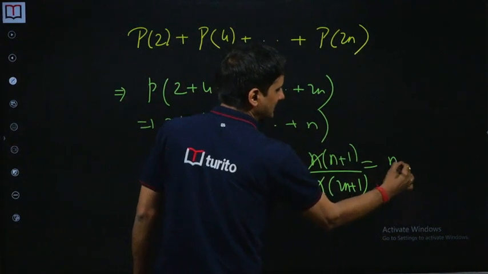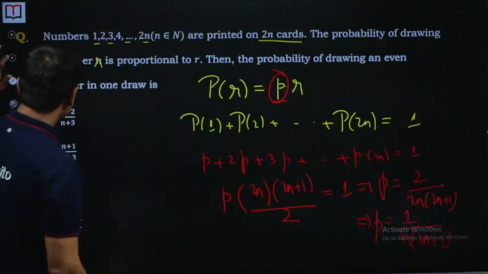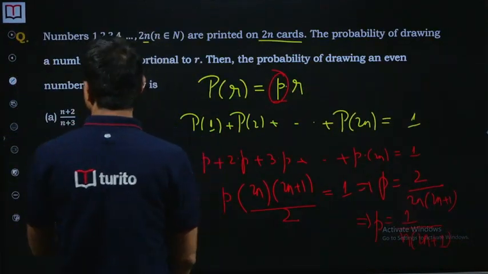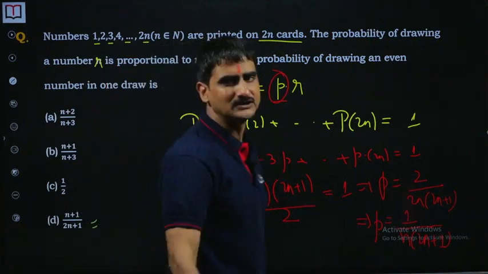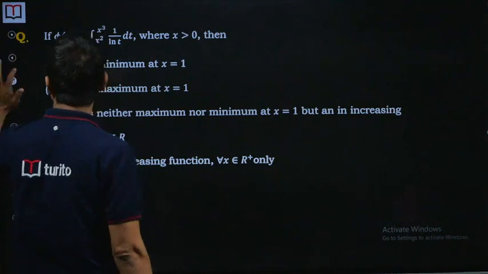So is that an option? Let us quickly check it. That should be the answer. So n plus 1 upon 2n plus 1. So D option should be the correct option here, bachcho. Okay, so that's your next question. Moving to the next one here.